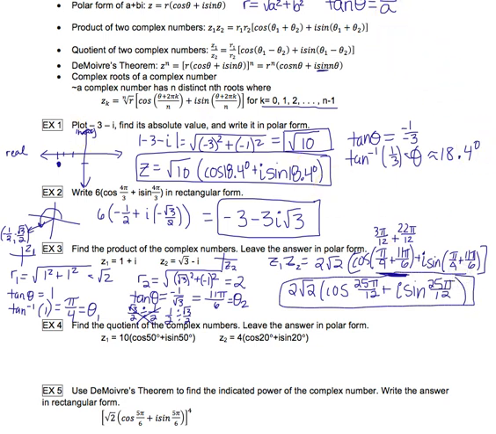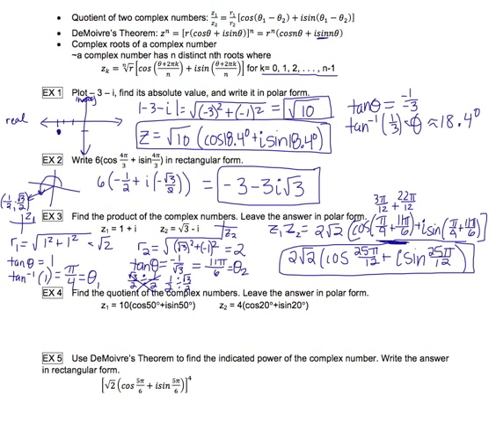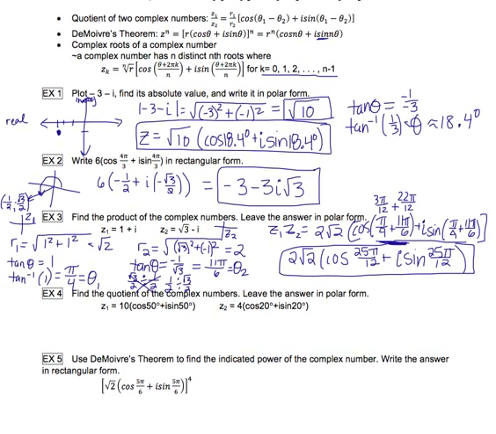All right, moving on. Example 4, find the quotient of the complex numbers. Leave the answer in polar form. All right, this one is much easier because my originals are already in polar form, so I don't have to do all this background work before I can even use my formula. This is just going to be more of a plug and chug.